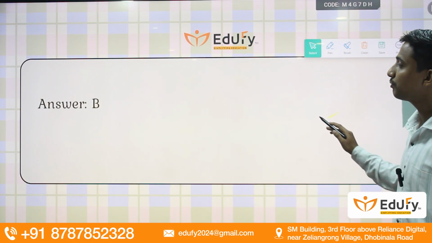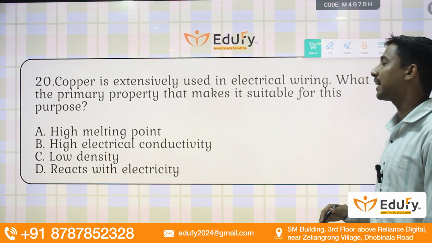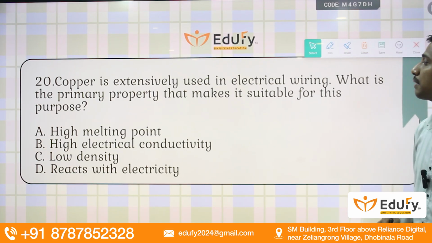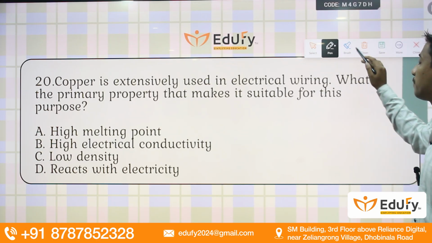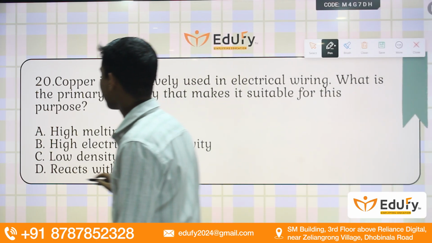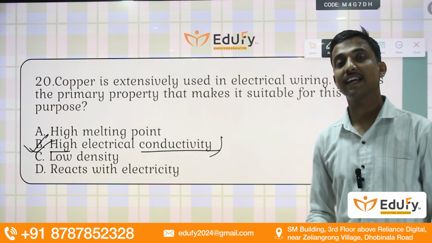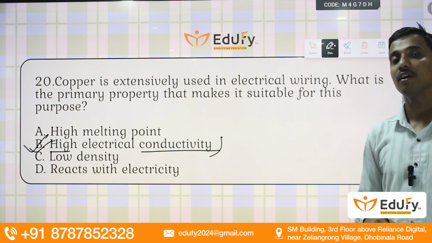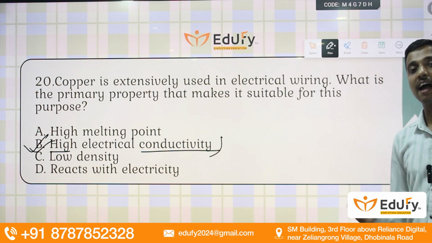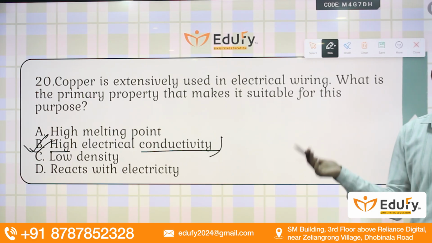Moving towards the last question for the day, guys, we have: copper is extensively used in electrical wiring. What is the primary property that makes it suitable for this purpose? So, guys, remember, copper is having high electrical conductivity, and that is why it is used in electrical wiring. Okay, silver is having the highest electrical conductivity, but it becomes extremely expensive. That is why we use copper.